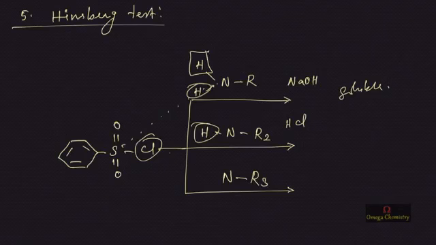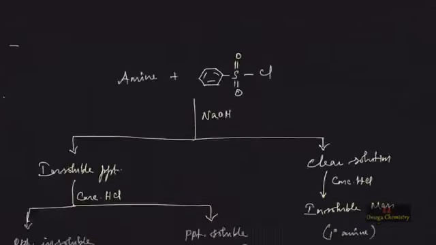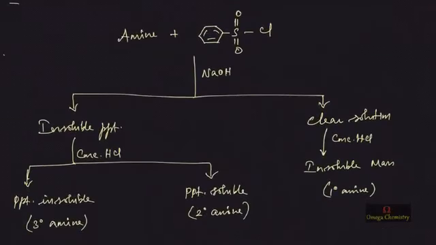This can be better understood by the flow chart that I have here, right? See here, when a primary amine is treated with benzene sulfonyl chloride in the presence of sodium hydroxide, we will get a clear solution, and if you add concentrated hydrochloric acid, we will get an insoluble mass, which is an indication that you have taken a primary amine. But if in the presence of sodium hydroxide you get an insoluble precipitate, it should be a secondary or tertiary amine, and that can be differentiated when you add concentrated hydrochloric acid to it. If you get a precipitate that is soluble, then it should be a secondary amine. If again it is insoluble, it should be a tertiary amine.